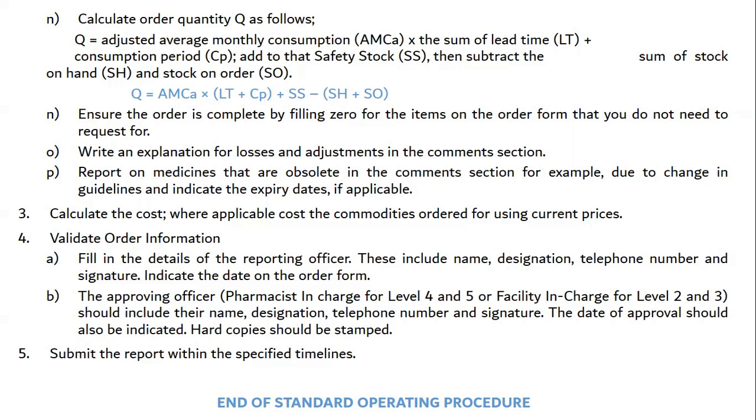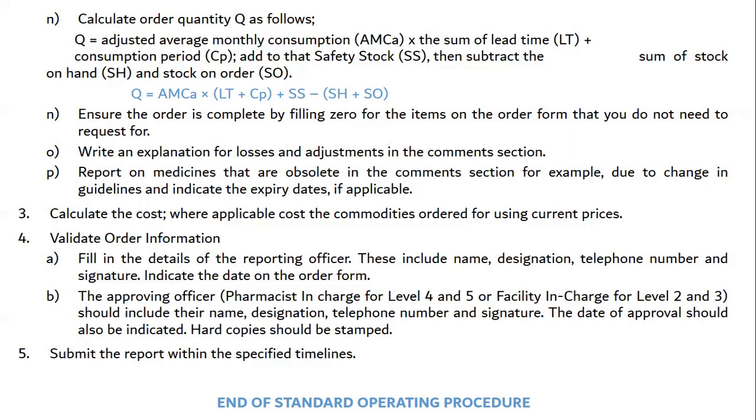Then report on medicines that are obsolete in the comment section, for example, due to changing guidelines, and indicate the expiry dates where applicable. And these should be removed from the shelves. If a drug is obsolete, please don't leave it on the shelf, remove it. Then calculating the cost. For program commodities, we don't calculate the cost. But for anything else, like the HPTs that you're procuring, this will be a must, and you can work through this with your procurement, or if you have the prices, feel free to go ahead.